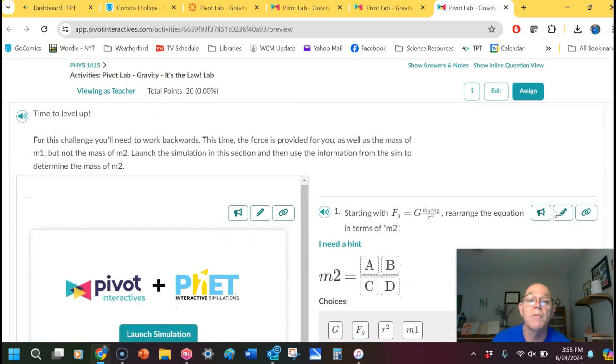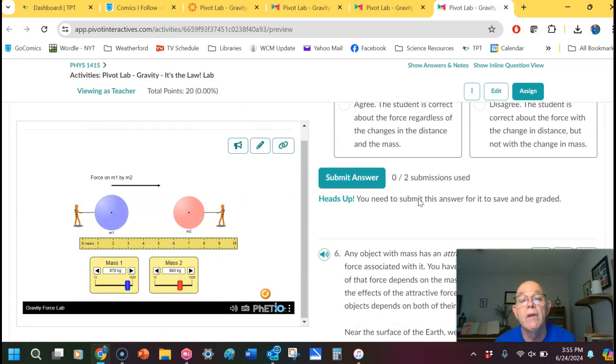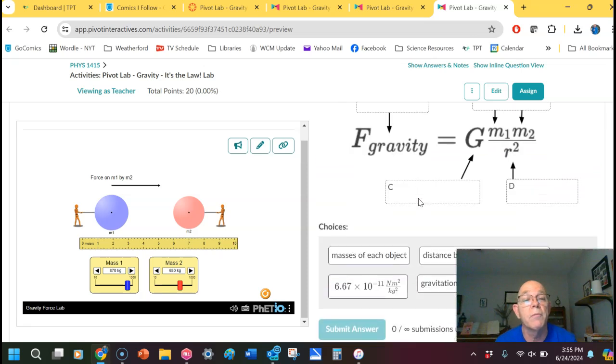Okay, now this one's going to be a little tougher. This time they want you to find what the mass of the second one would be. Basically, solve for the second mass if they give you all the other stuff. Well, we know what G is, and G goes on the top. Let's go look at our formula up here at the top just so we can see that. We're going to have to solve for this formula. If we want to get M2 by itself, we need to get rid of everything else here.